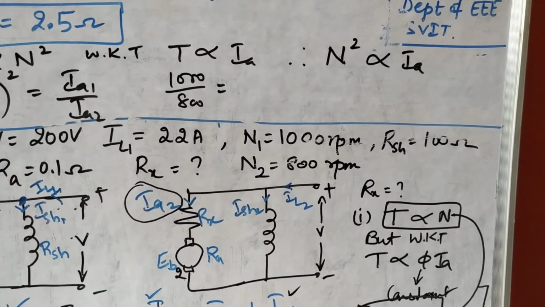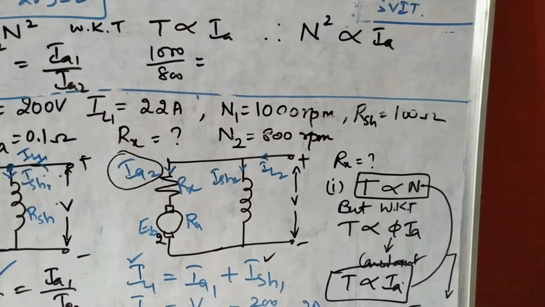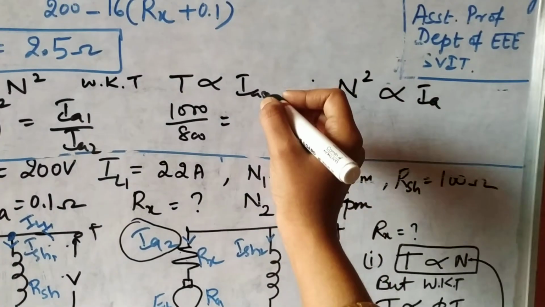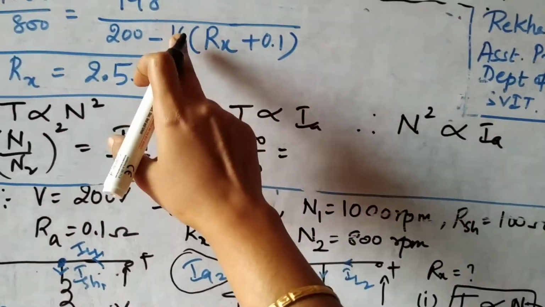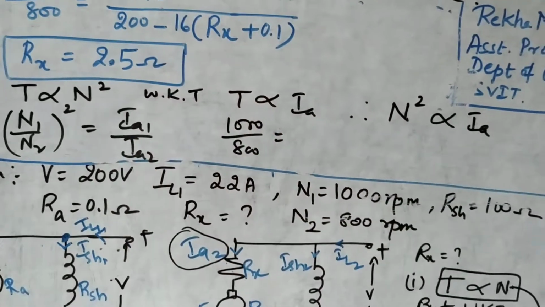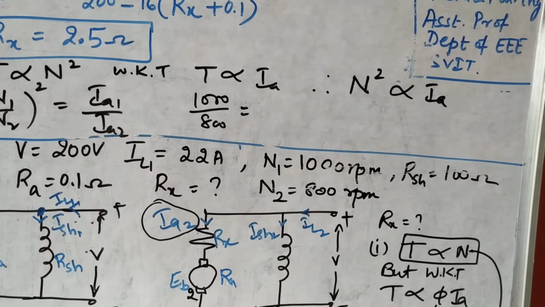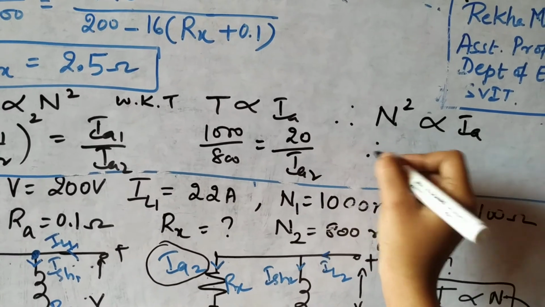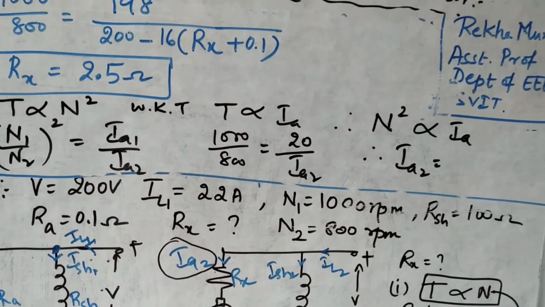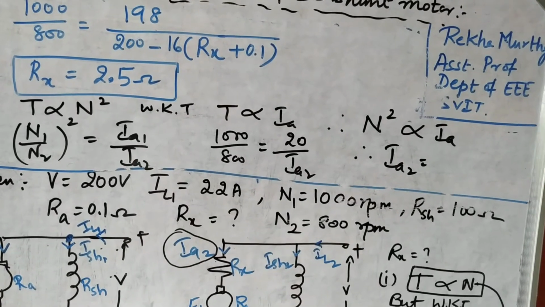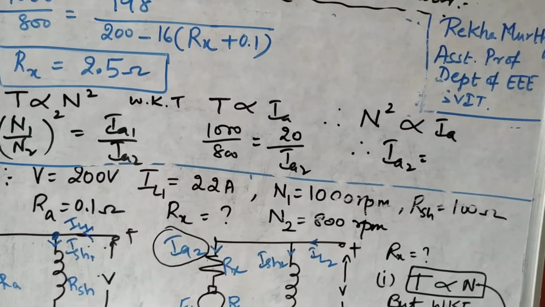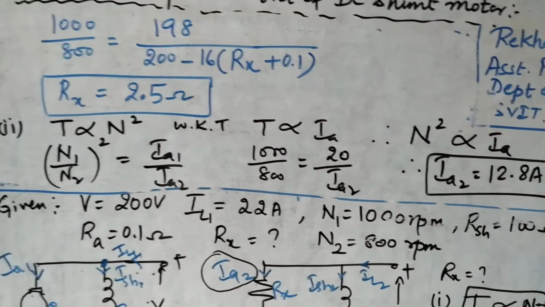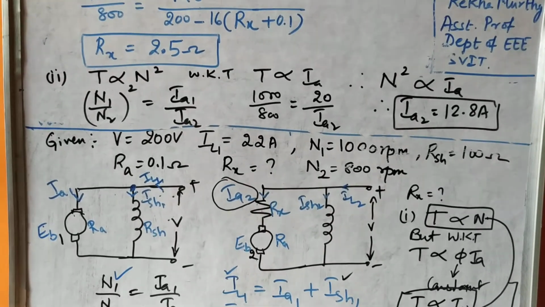IA1, we got the answer as around 20 ampere, right? So IA1 is 20, 20 divided by IA2. So when you solve this, we'll get the answer IA2 as around 12.8 amps. So this is the value of the armature current.